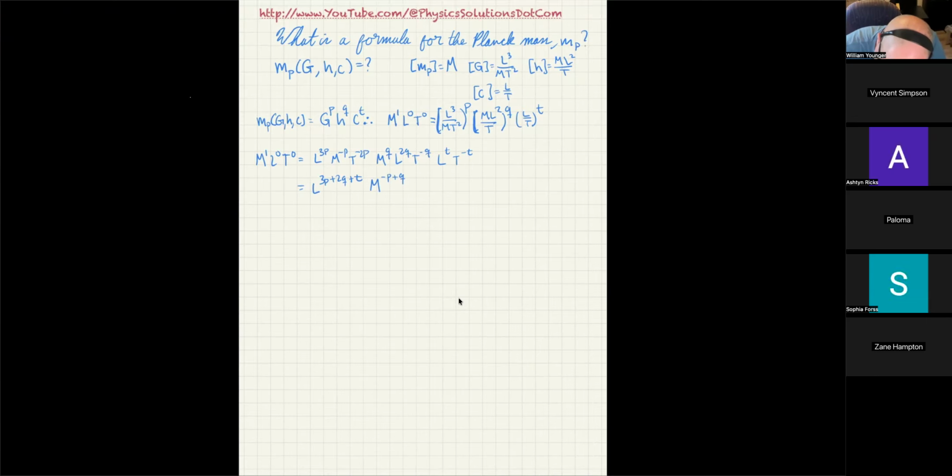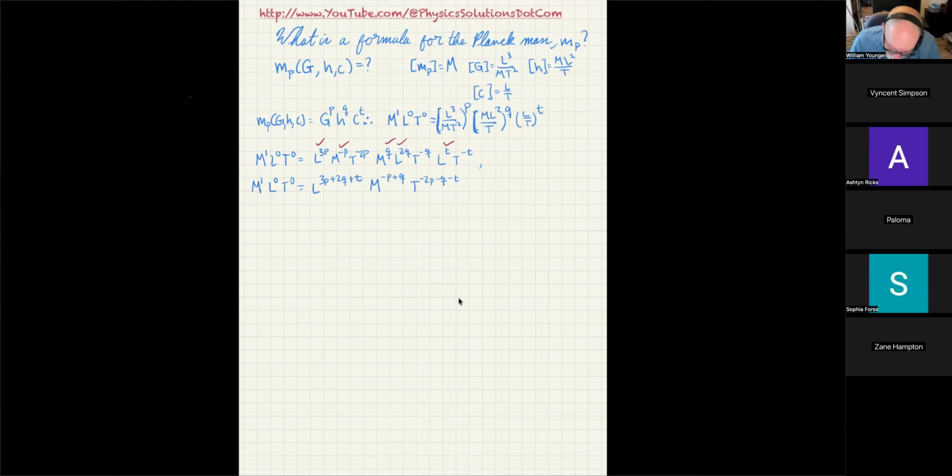So now I've taken care of L, L, and L, and I've taken care of M and M. Now all I've got left is to take care of T, and T is going to be to the negative 2p, the negative q, and the negative t power. And this is all equal to m to the 1, L to the 0, t to the 0.